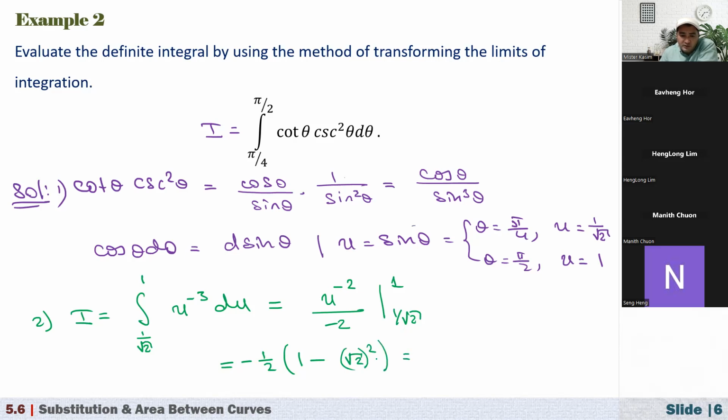So that's equal to, here we have it is minus 2 minus 1. So that is 1 over 2, minus half times minus 1, that's equal to 1 over 2. So then the given integral is equal to 1 over 2.